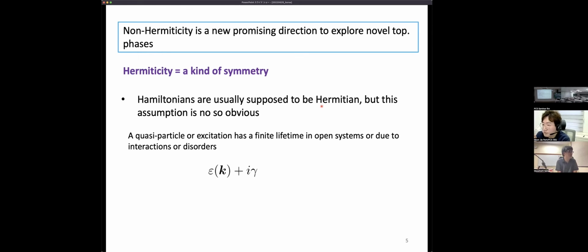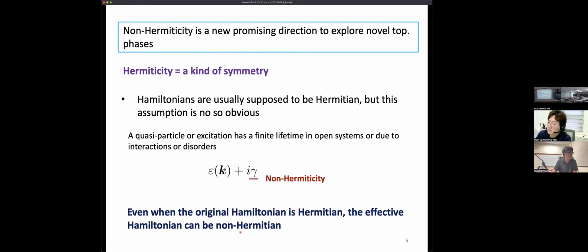Actually, if you consider particles and excitations in a real system, they always have a finite lifetime. So in addition to the real part of the energy, we also have an imaginary part of the energy. So we naturally have non-Hermiticity in real systems. We can say that even when the original Hamiltonian is Hermitian, the effective Hamiltonian can be non-Hermitian. That's the reason why we can consider the non-Hermitian Hamiltonian very natural.